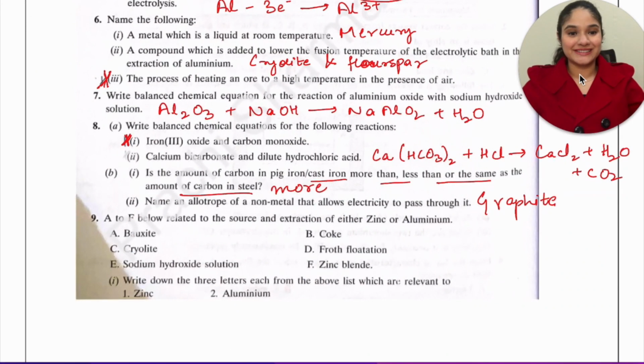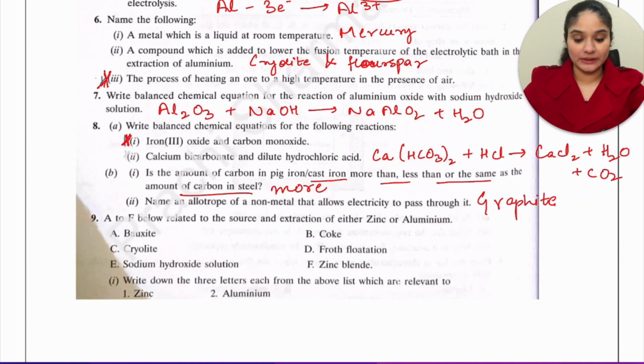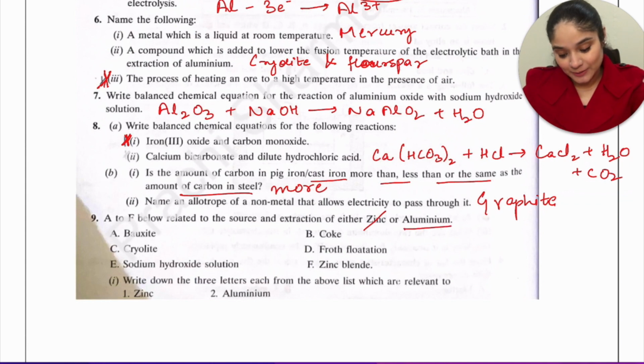Alright students, let's move on to question number 9. The 9th question says A to F below relate to the source and extraction of either zinc or aluminium. Zinc is not in the syllabus, so we won't be working on that part of the question. For aluminium, bauxite, yes, we use bauxite. Coke, no. Cryolite, yes. D is froth flotation, no. Sodium hydroxide solution, yes, that is the first step.